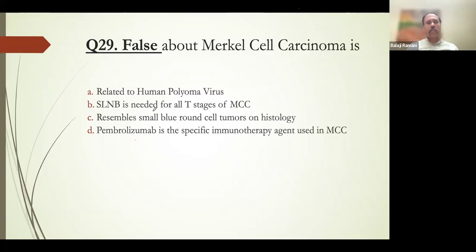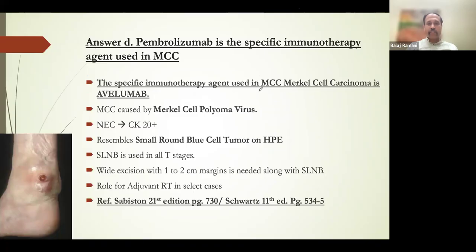It will look very similar to melanoma. The treatment, the management, everything is pretty much similar. You will find those small blue round cells on histology. Okay. So the specific drug which is used in management of Merkel cell carcinoma is something called avelumab. Among the immunotherapy agents, avelumab is a specific drug which is used only in your Merkel cell carcinoma.